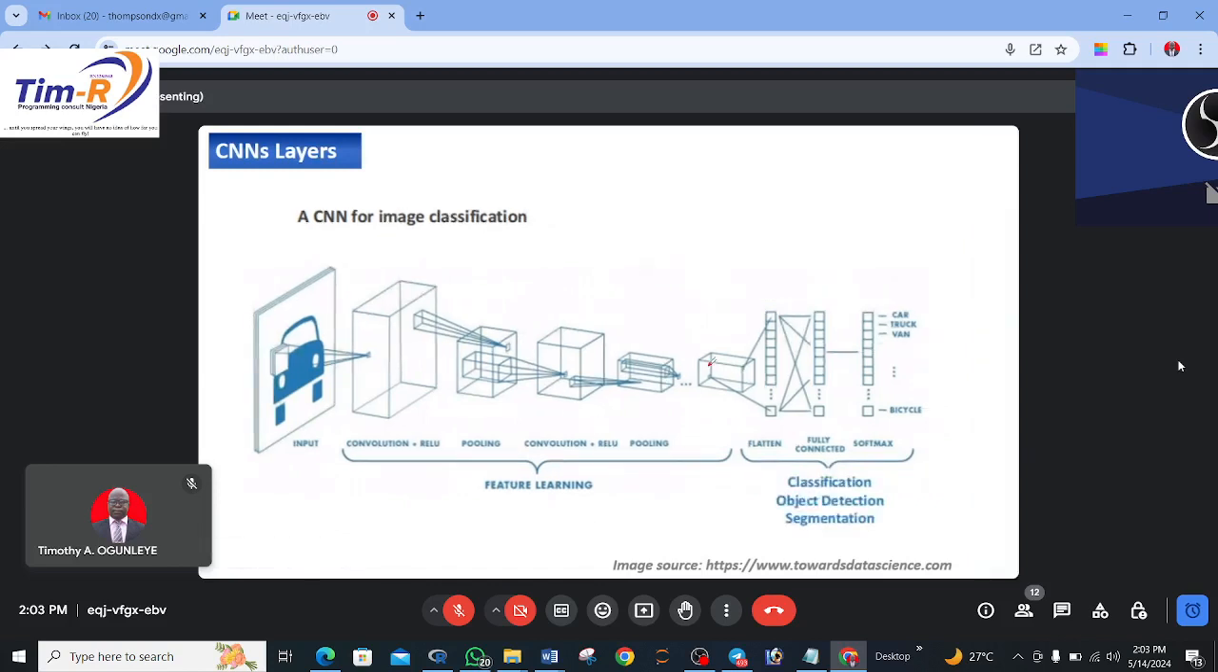So CNN is used for classification problems, used for object detection, and used for segmentation. That's what it's mostly used for. And in most of the computer vision projects we will do, when we get to the practical aspect, we will be using CNN most often for classification, object detection, and segmentation.